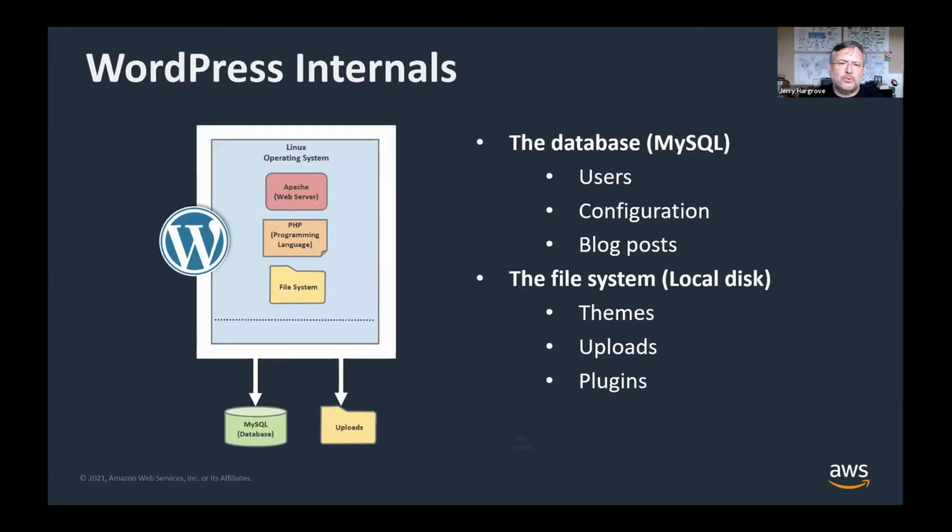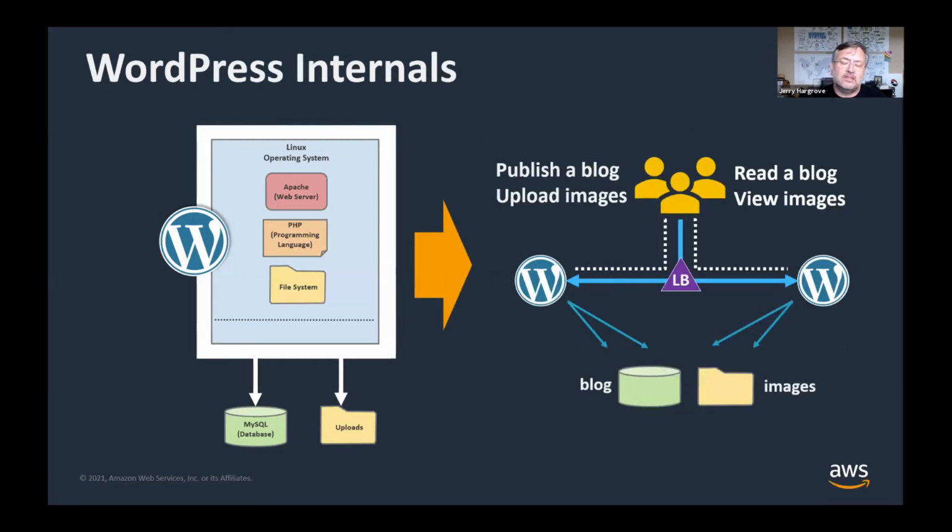So if we go back to our WordPress internals page, we've moved the database off of the instance, and now we have a system that looks more like the one we were looking at before. We've moved the frequently changing files on the file system off of the instance. We've effectively made this instance fairly stateless. But the thing that we haven't talked about yet is that load balancer in the middle of this screen, and I'll talk about that next.